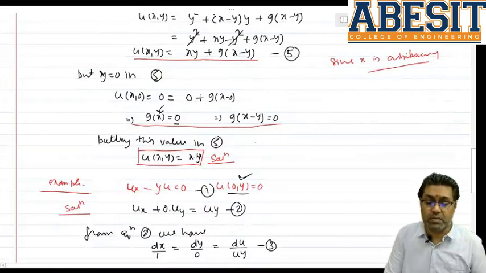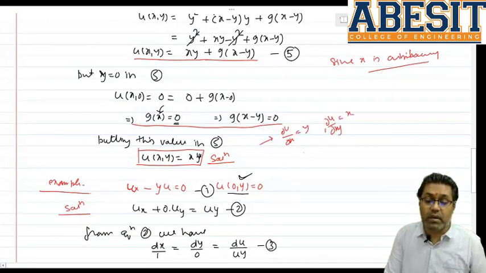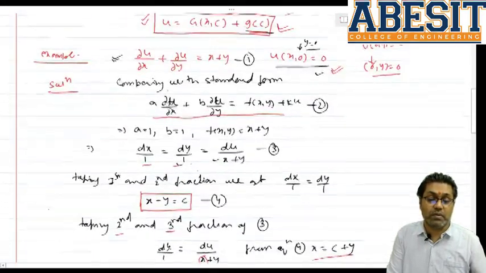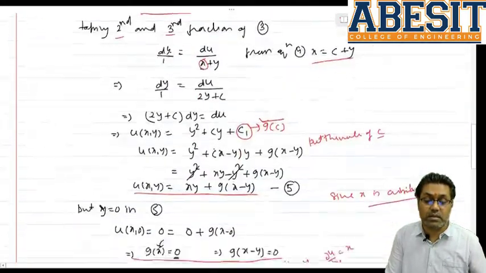And you can verify it also. If you find del u over del x, you will get y. If you find del u over del y, you will get x. If you add these two, del u over del x plus del u over del y, you will get x plus y. This is the differential equation which we are solving. So this is the correct solution.